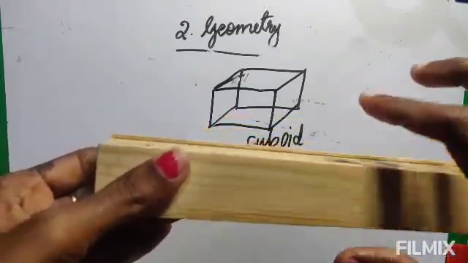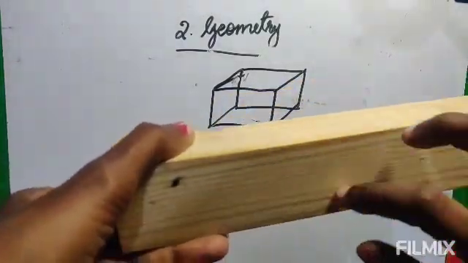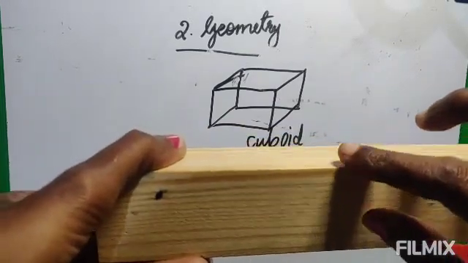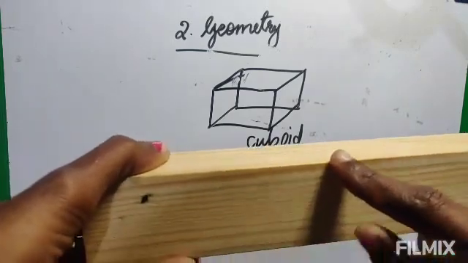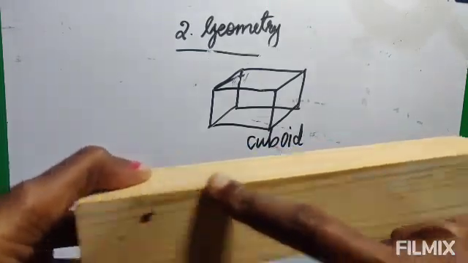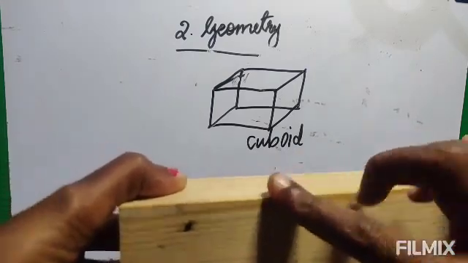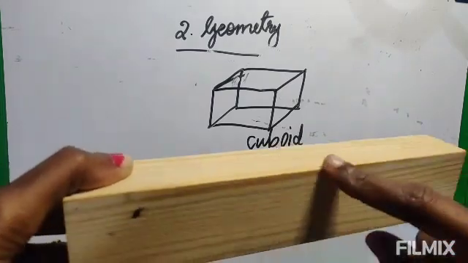Again, now you see 2 faces. This is one flat surface and this is one flat surface. So these 2 are faces. Now these 2 faces join together in this place, in this line. So this joining line is called the edge. Where the 2 faces are joining, that place is called the edge. So now this is one edge.